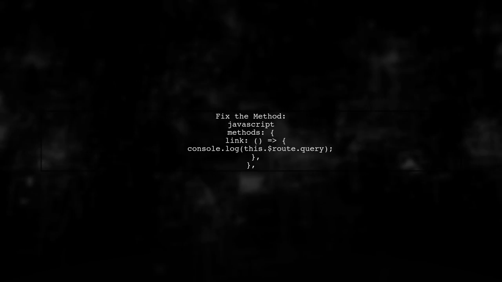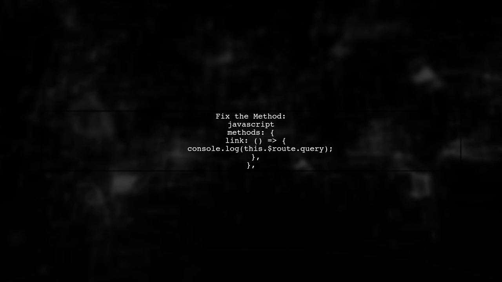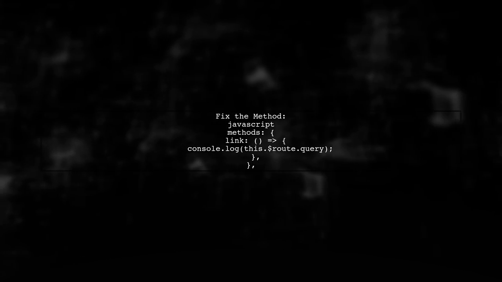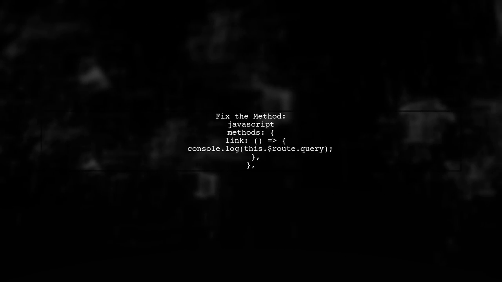Let's address the issue of this.$route returning undefined in your Vue component. First, ensure that you're accessing the correct property in your method. In your method, you have a typo. Instead of this.routes.query, it should be this.route.query. Let's correct that.